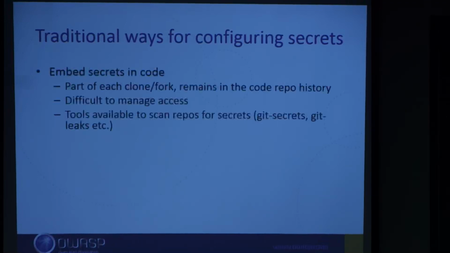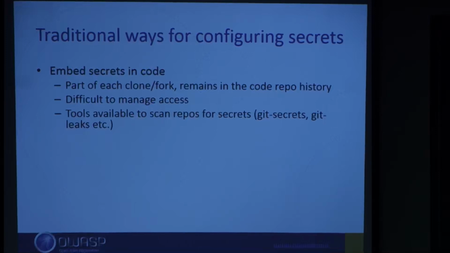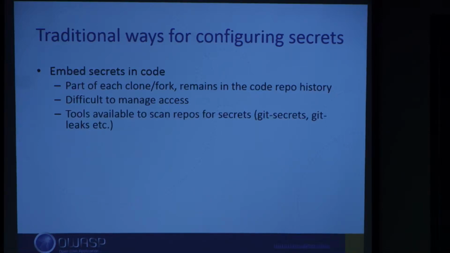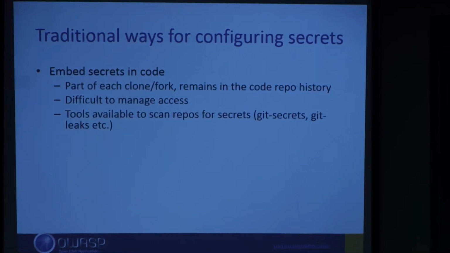Okay, so now let's also talk about what are the traditional ways of managing those configurations and what are the typical issues with those. As a developer, you could embed those secrets in your code, okay? So easy implementation. But the problem with that is if you embed your secrets in the code, now those secrets would be part of each and every clone or fork any developer does. Or even if you delete those secrets, unless you explicitly purge those files from your repository, they are going to stick into the history of the code repository.